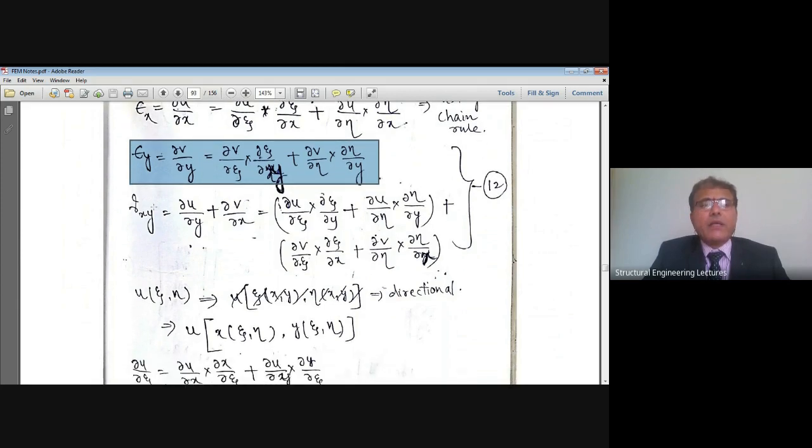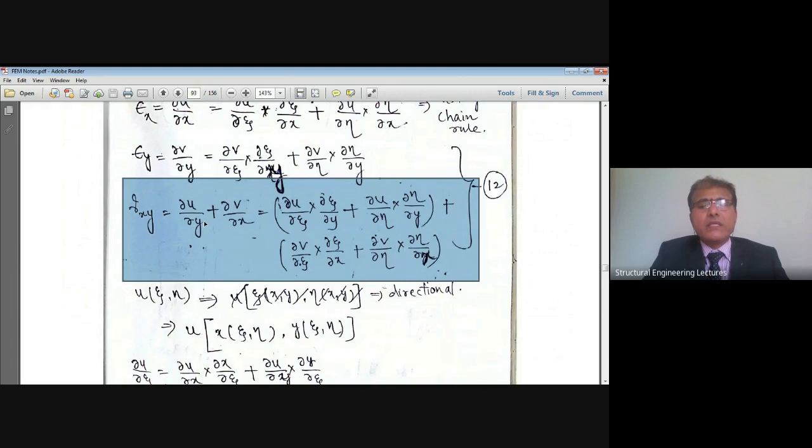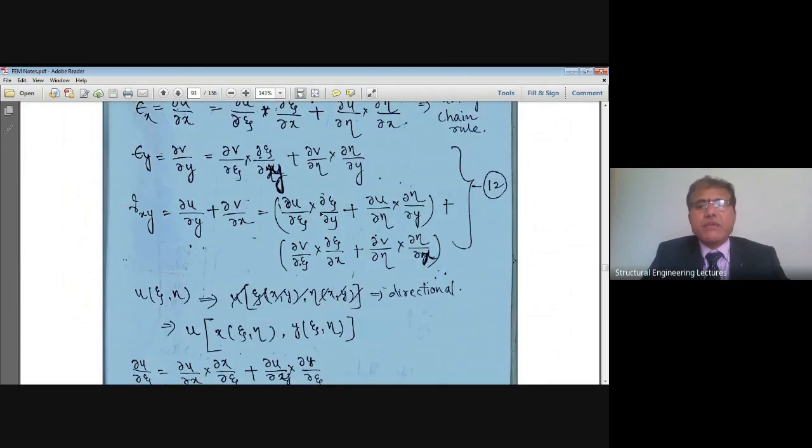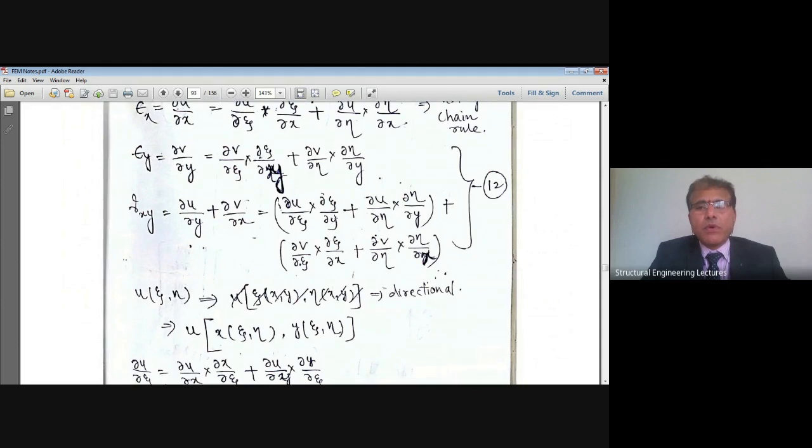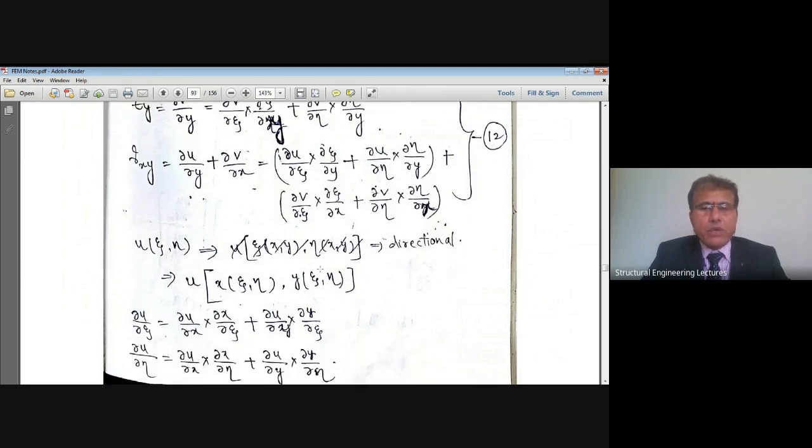And the third one, the shearing strain gamma xy is equal to dou u by dou y plus dou v by dou x, cross terms, right? Using the chain rule of differentiation, we can say dou u by dou xi multiplied by dou xi by dou y plus dou u by dou eta multiplied by dou eta by dou y plus dou v by dou xi multiplied by dou xi by dou x plus dou v by dou eta multiplied by dou eta by dou x.